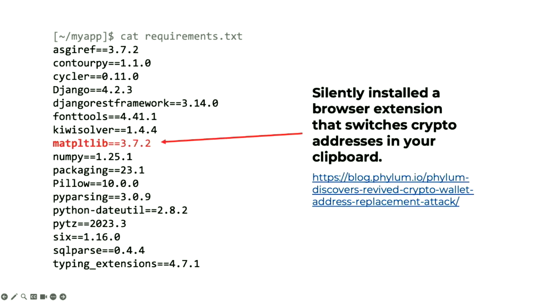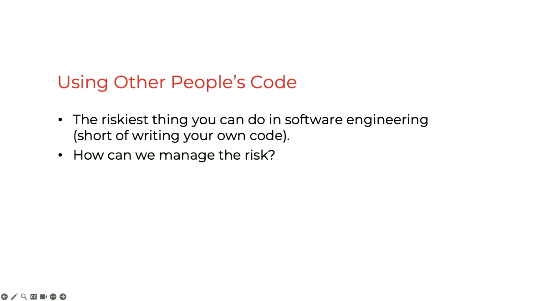There is a really great write-up. I'd suggest having a look at that link. They go into quite a lot of detail about what happened. But the point I'm trying to make here is that packages are not necessarily safe. They have a lot of power. They have the same power that your application has. Using other people's code is the riskiest thing you can do in software engineering, short of writing your own code.